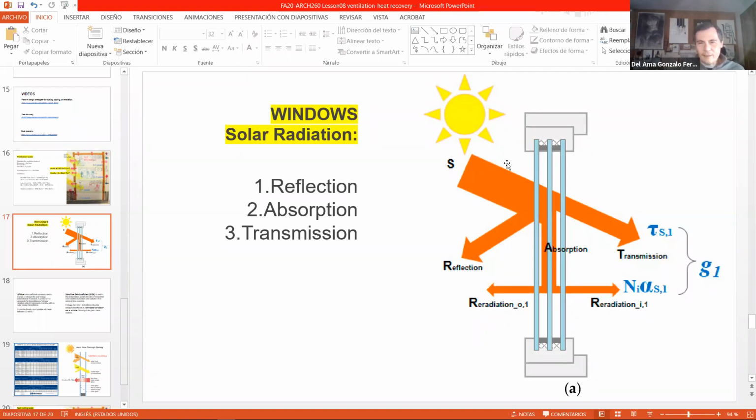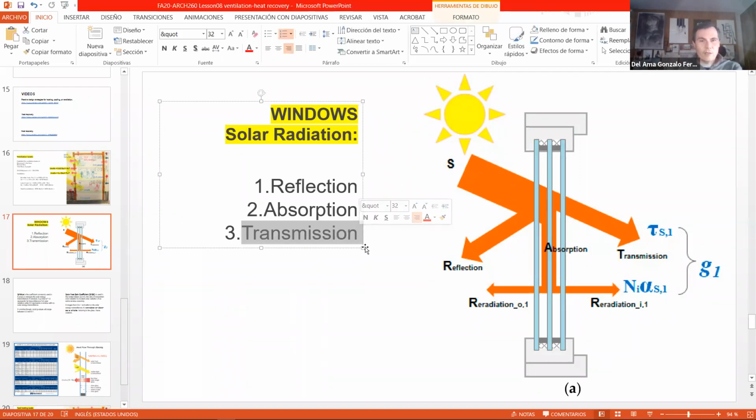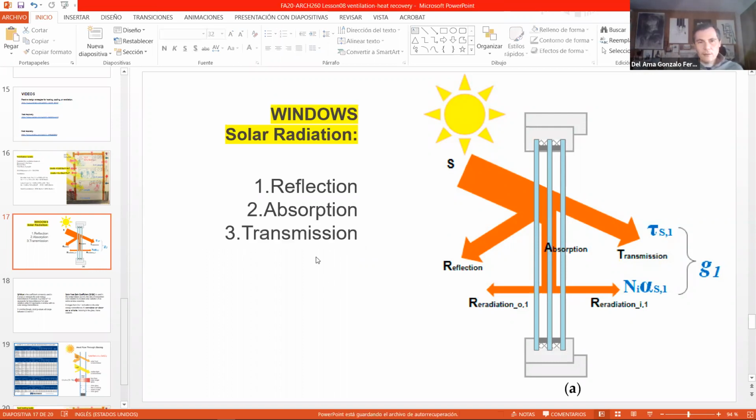So we need to understand this. We can have a reflection, absorption, and transmission in a concrete wall. The problem of a concrete wall is that we don't have any transmission because it's not transparent. But we do have reflection, we reflect some energy, and we absorb some energy. And part of this energy is then re-radiated inside or outside. But in windows, we have this transmission component. So depending on the transparency of those windows, we have more or less transmission.